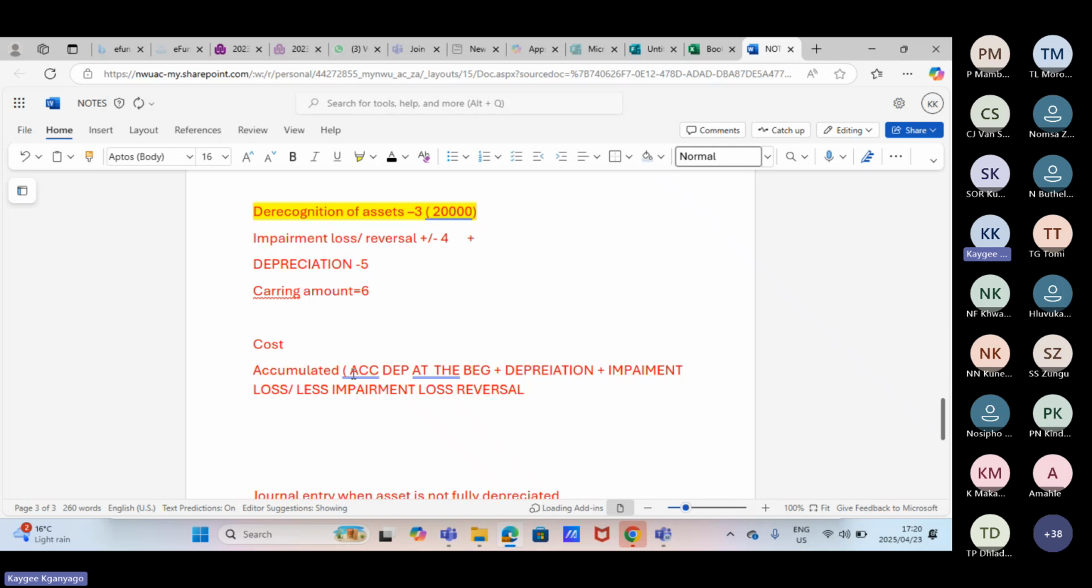And then, this is accumulated depreciation at the beginning of the year plus depreciation plus impairment loss or less impairment loss reversal. What did I leave? Oh, lastly, you must subtract the accumulated depreciation of the asset. And here, I'm only talking about all the accumulated depreciation of the asset until the date of disposal, not the value that was left, ne?